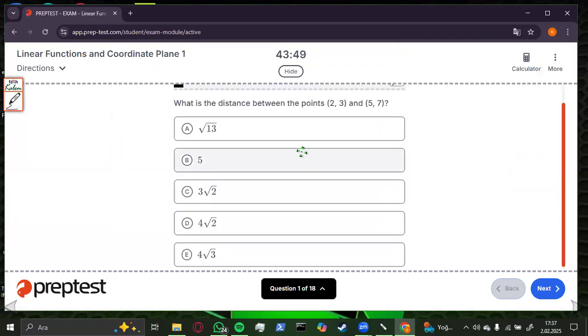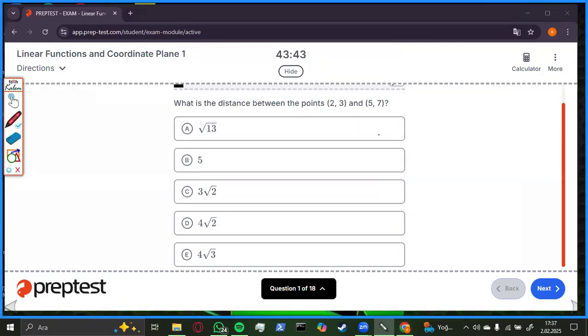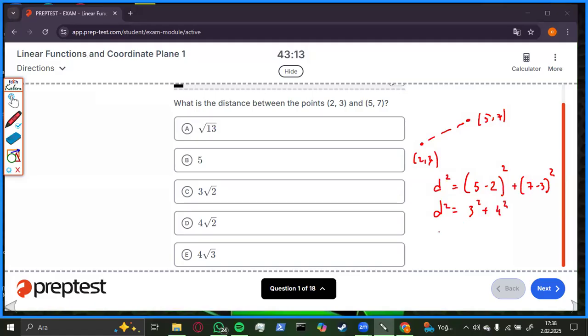When we look at this question, what is the distance between the points (2, 3) and (5, 7)? Okay, as you remember, assume that this is point 1, (2, 3), and assume that this is point 2, (5, 7). You need the distance here, so the square of the distance is (5 minus 2) in bracket square plus (7 minus 3) in bracket square. So d square is the square of 3 plus the square of 4. Finally, you can find that d is 5 after this calculation. So option B is true for this question.